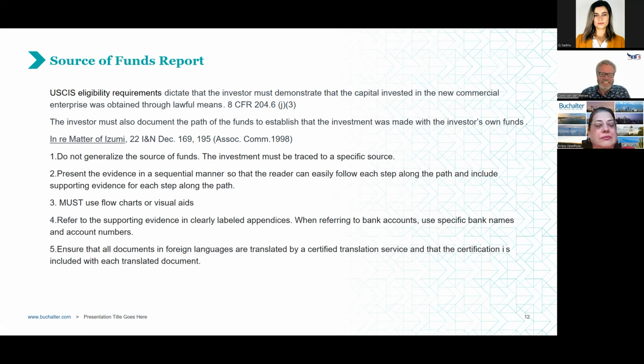Yeah, I have my younger associates and paralegals that mercifully are good with Canva and whatever. So I'm like, okay, knock yourself out. That's good. I'm not handling this piece, but it's very, very specific in terms of what they want. And the source of funds report is a very important part of your EB-5 application.